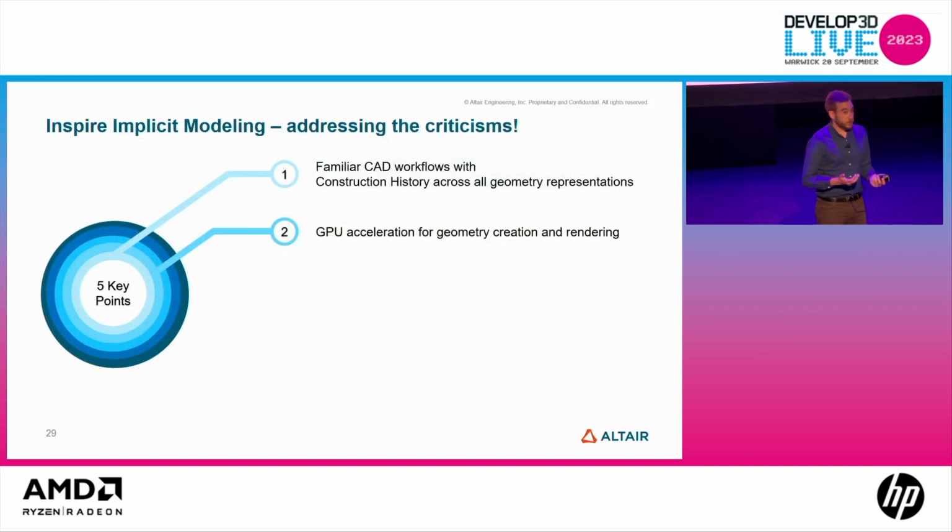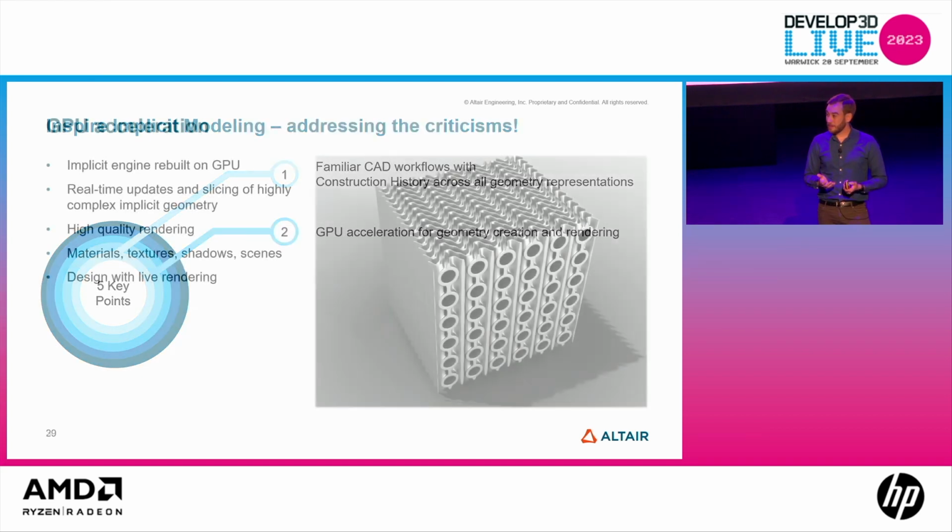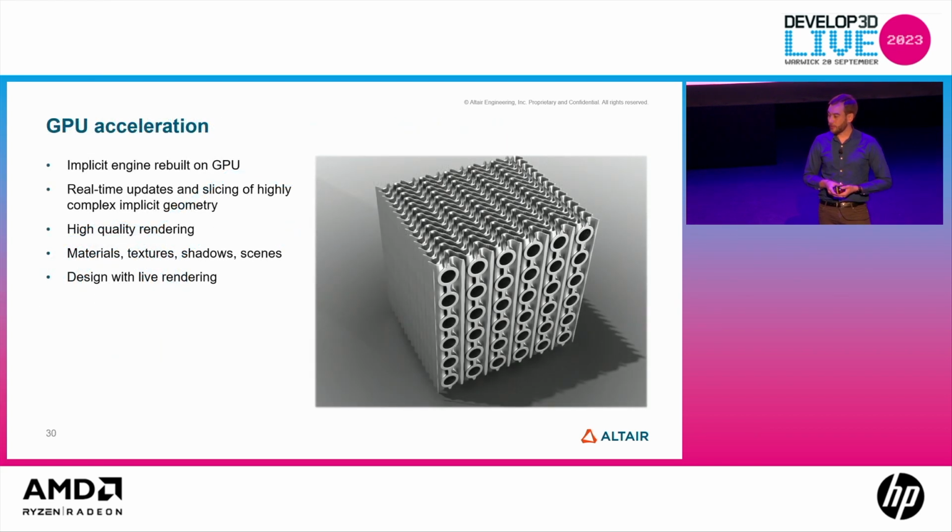The second thing, we talked about GPU acceleration. So we've rebuilt essentially the implicit engine directly onto the GPU. So everything that we can do in implicit is done on the GPU. So we get, as you've just seen, some real-time edits of the geometry and slicing, so you can see inside everything. We've got high-quality rendering of these geometries where we can apply textures and materials and shadows and lighting and scenes. And we can even manipulate the geometry whilst being in this high-quality rendering mode.